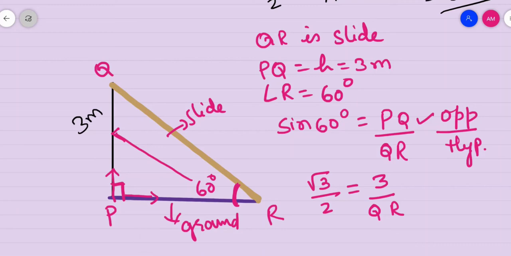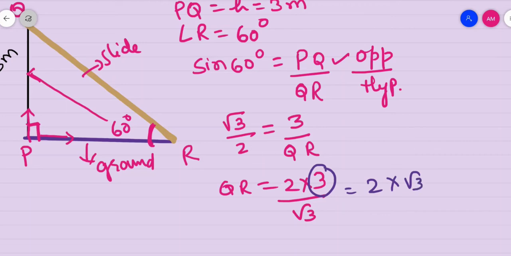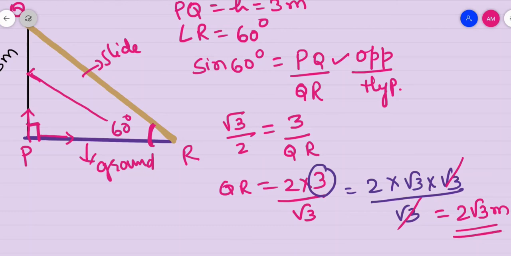So now from here cross multiply and you will see that QR is equal to 2 into 3 by root 3. This 3 can be written as root 3 into root 3. So this will become 2 into root 3 into root 3 divided by root 3. So root 3 will be cancelled. So you will be left with 2 root 3 meters. So this time the length of the slide is 2 root 3 meters.